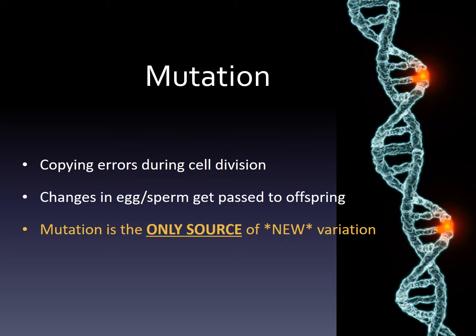And mutations that are heritable are those that happen in the cells that produce egg and sperm. So these are the only mutations that get passed down to offspring. Mutations can happen in any cell in the body, but the ones we're talking about in terms of microevolutionary processes are the heritable ones. So the ones that affect eggs if you're a woman, or sperm if you're a guy. A mutation is the only source of new variation.